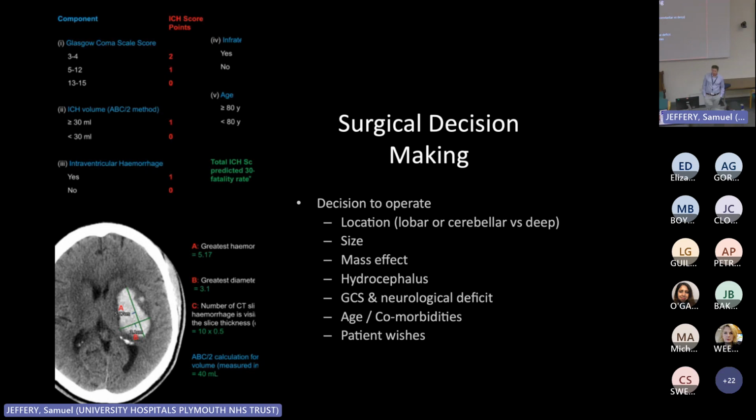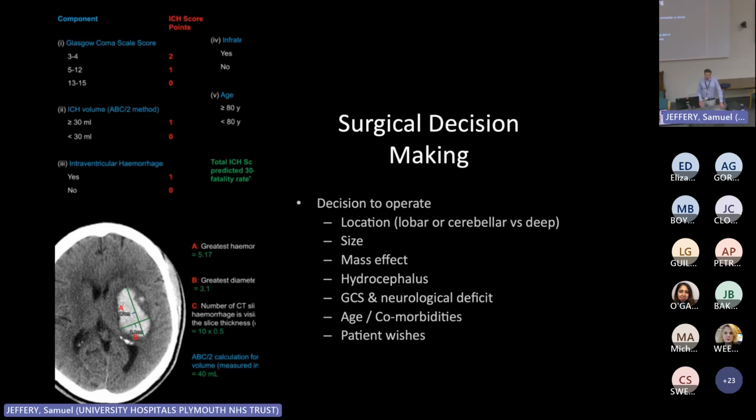There's a number of reasons that make an ICH more favourable for an operation. So, for example, the location of it, if it's lobar rather than deep. The example here is a deep hemorrhage. But if it's in the frontal lobe and it's superficial, it's more favourable. Or if it's in the cerebellum, certainly more favourable to evacuation. What's its size? Is it causing mass effect? Is it causing hydrocephalus? What's the patient's GCS and neurological deficit? If they're GCS 15 but with a hemiparesis, you're not going to achieve anything by taking that clot out. If they're GCS 12 because of mass effect, then you may well improve things by taking that out.